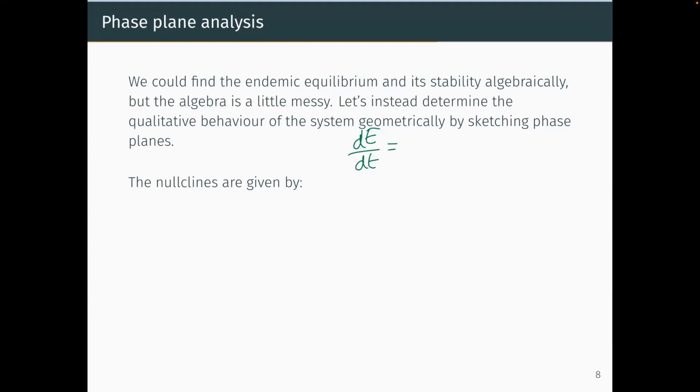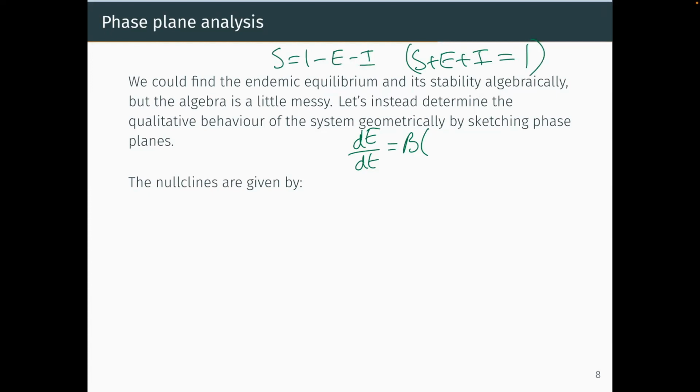Okay, so we could solve. One thing we've not done with this model is we've not found our endemic equilibrium. We've not done the stability of that. We can do these things geometrically using phase planes. And we're going to do it without even finding what the endemic equilibrium is. Okay, so one thing we can notice with this model, because we have S plus E plus I is equal to 1, we can eliminate S from our equation because S is equal to 1 minus E minus I.